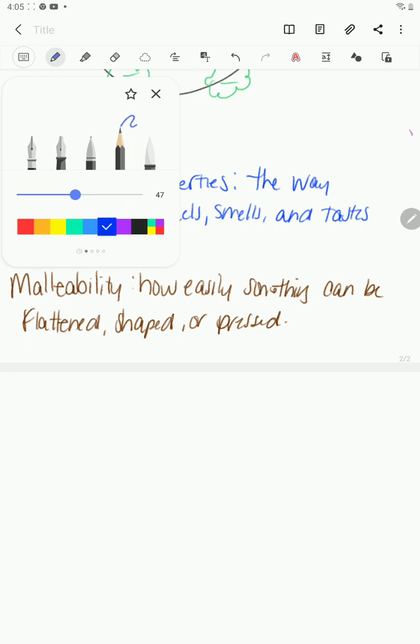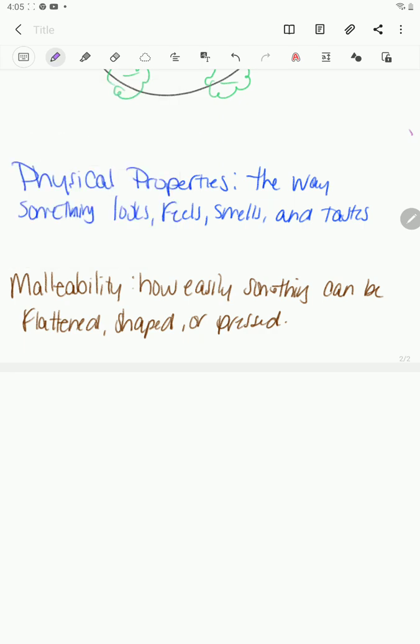Another term for a physical property would be magnetism. Okay, and just like it sounds with the name, it's whether or not something is magnetic.